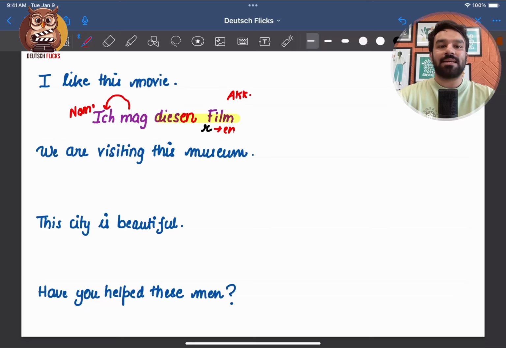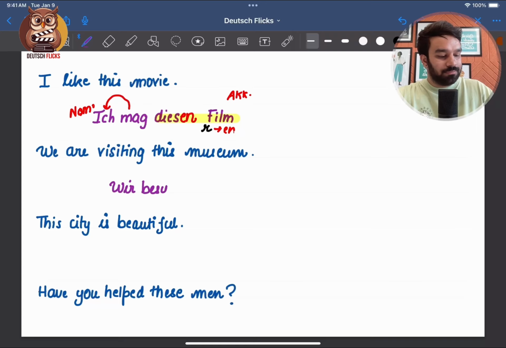Ich mag diesen Film. Then, we are visiting this museum. So it will be wir. For visiting, we have to use the verb besuchen. We'll write dies without the ending. And museum is called Museum.